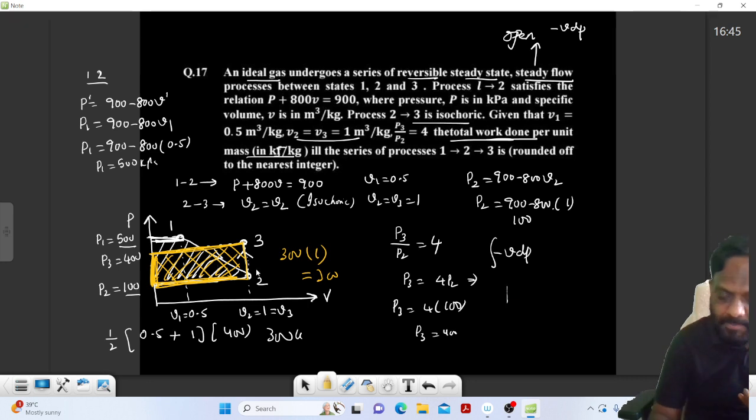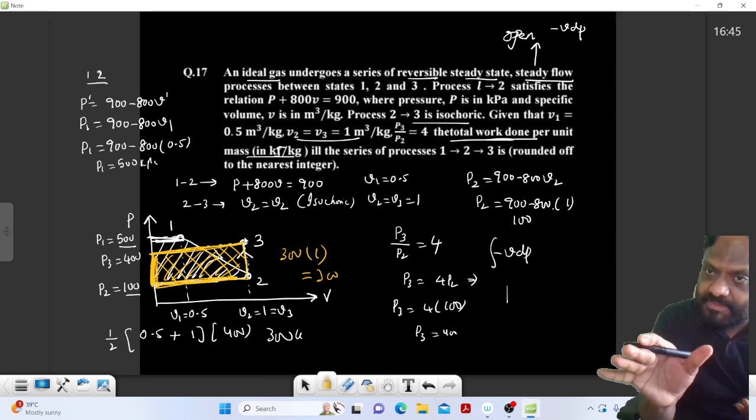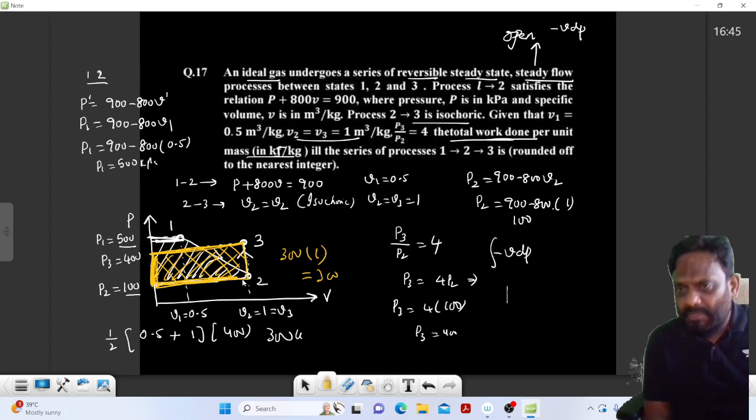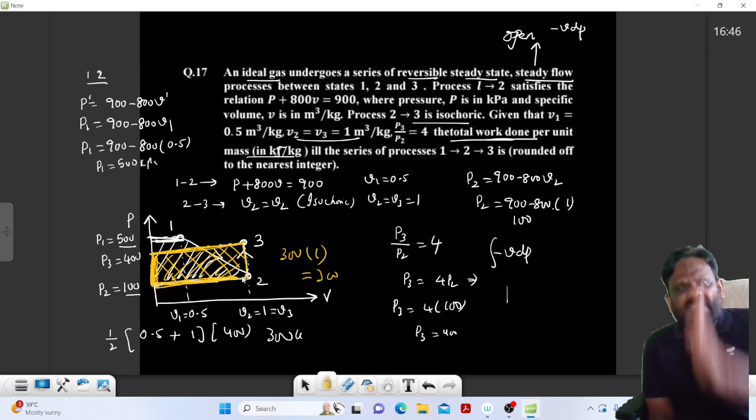Because when pressure is increasing, you are compressing. Pressure is increasing from 2 to 3, you are compressing, so therefore work is done on the system. So in an open system, whenever the pressure is increasing, it is a negative work.